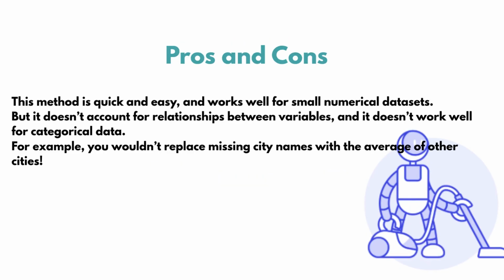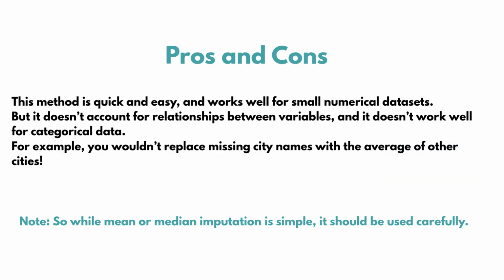Pros and cons. This method is quick and easy and works well for small numerical datasets, but it doesn't account for relationships between variables, and it doesn't work well for categorical data. For example, you wouldn't replace missing city names with the average of other cities. So, while mean or median imputation is simple, it should be used carefully.